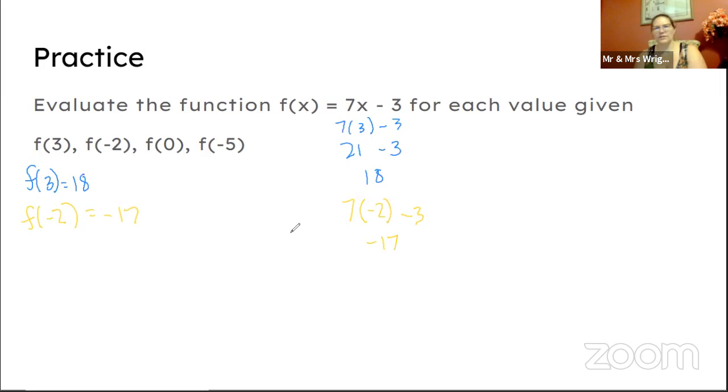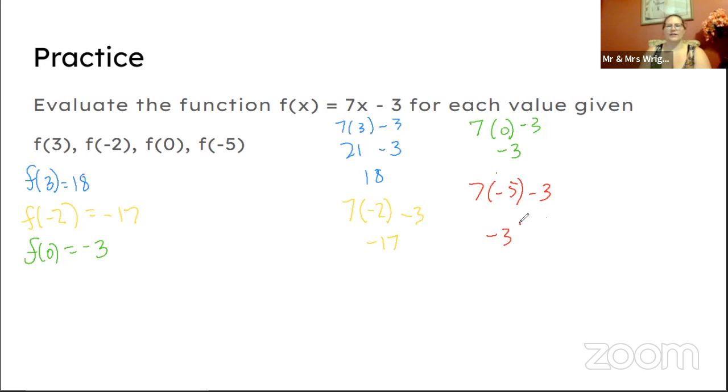All right, so let's look at f of 0. 7 times 0 minus 3. Plug that into your calculator and you're going to get negative 3. So f of 0 is negative 3. All right, last one here. F of negative 5. 7 times negative 5 minus 3. Plug that into your calculator. You're going to get negative 38. So f of negative 5 is negative 38.